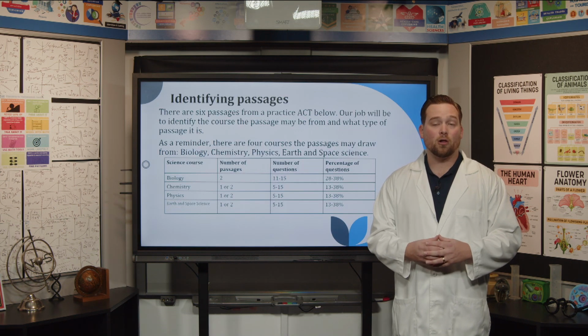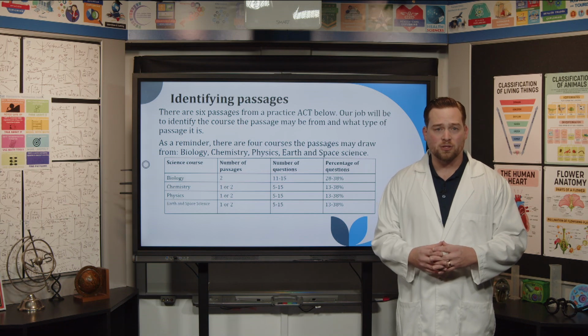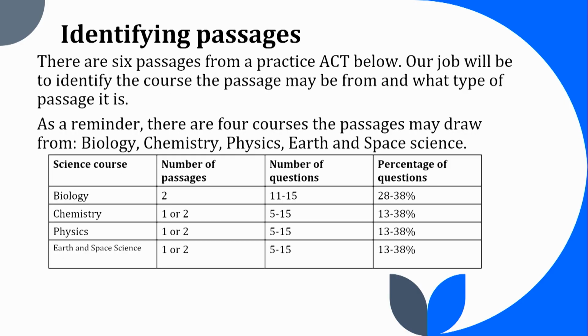Okay, so I wanted to give y'all a brief review and a breakdown of these different types of passages. So there are 6 passages in the practice ACT, okay? Our job today will be to identify the course the passage may be from and what type of passage it is. As a reminder, there are 4 courses the passages may draw from. So you're always going to have 2 biology passages, you'll always have 1 chemistry, 1 physics, and 1 earth and space science. At least 1 chemistry, physics, and earth and space science.